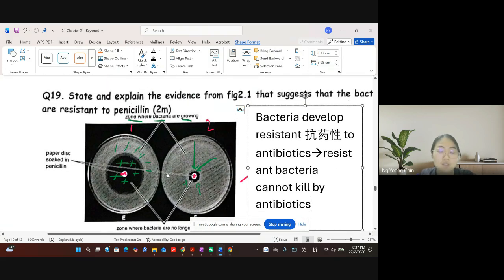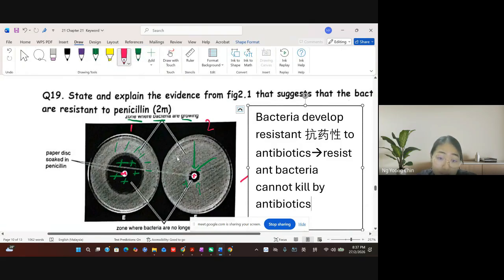So that's why, for plate 1 and plate 2, you can see that the bacteria inside plate 2 have already developed resistance to the antibiotic. 抗药就是说已经对这个抗生素产生抗药性了。 So that's why the antibiotic in plate 2 is unable to kill the bacteria. So you can see the bacteria just grow until here.